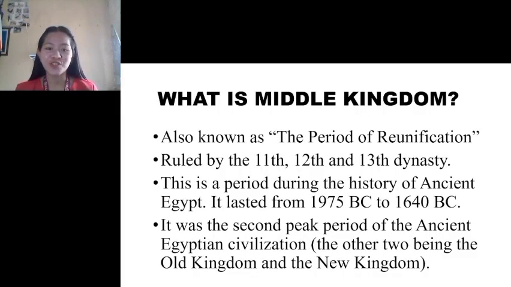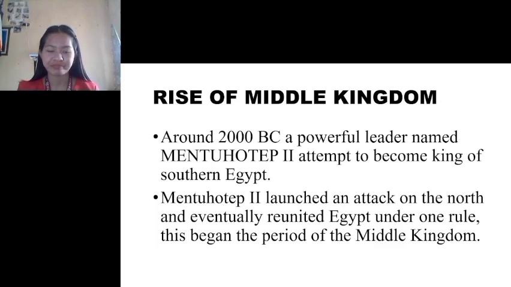Middle Kingdom is also known as the period of reunification, ruled by the 11th, 12th, and 13th dynasties. This is a period during the history of ancient Egypt. It lasted from 1975 BC to 1640 BC. Middle Kingdom was the second peak period of the ancient Egyptian civilization, the other two being the Old Kingdom and the New Kingdom. Okay. The rise of Middle Kingdom.